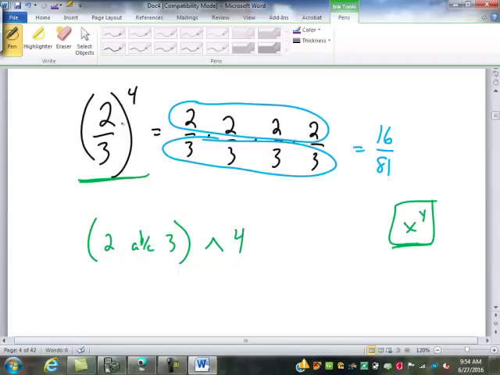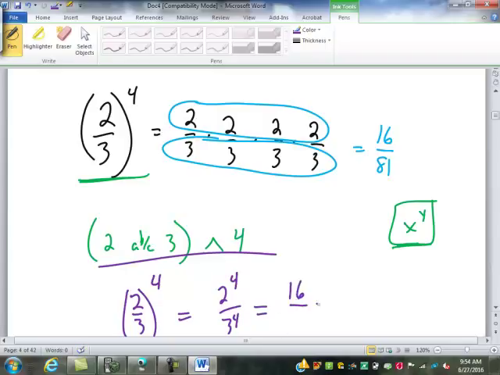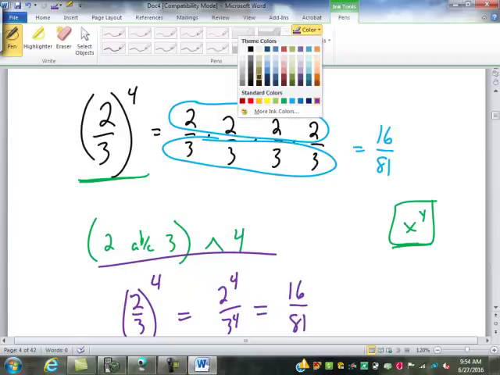But realistically, when you see this 2/3 to the power of 4, you can just split it up to this. 2 to the 4th over 3 to the 4th. So if you don't remember how to do the fraction in your calculator, 2 to the power of 4 is 16. 3 to the power of 4 is 81.